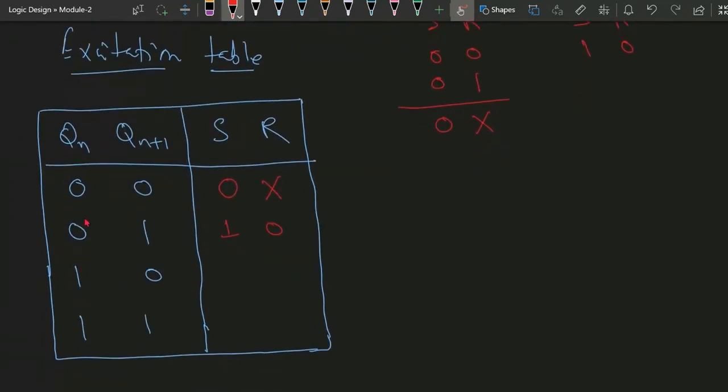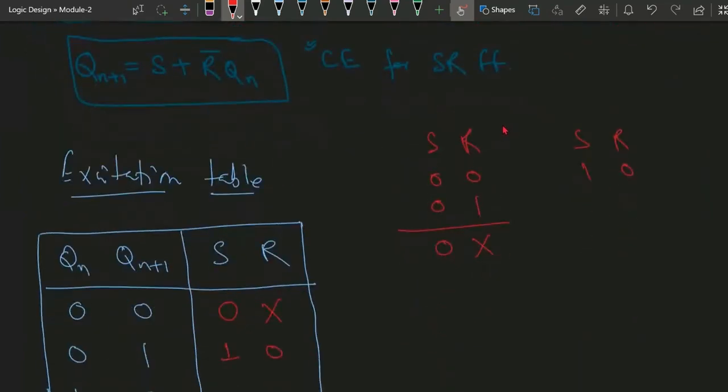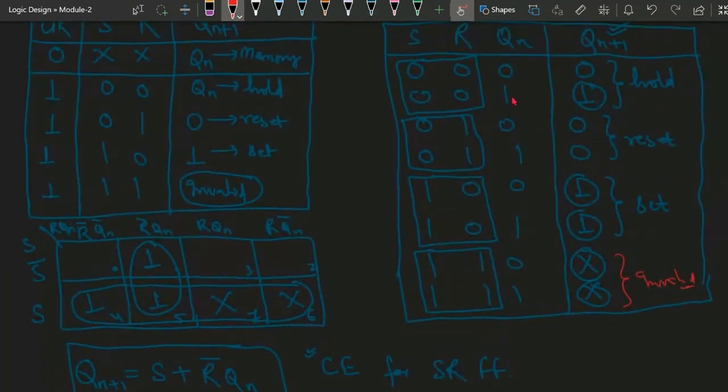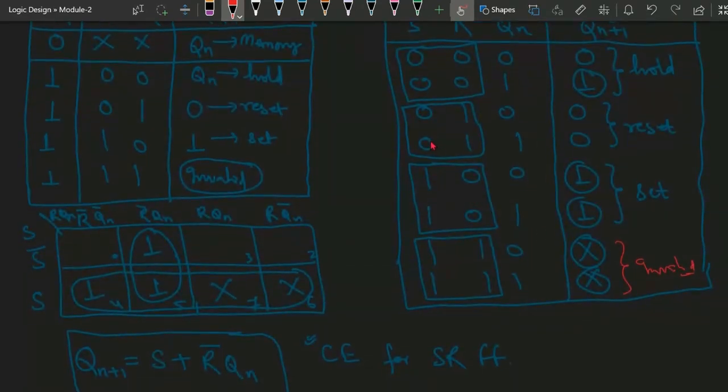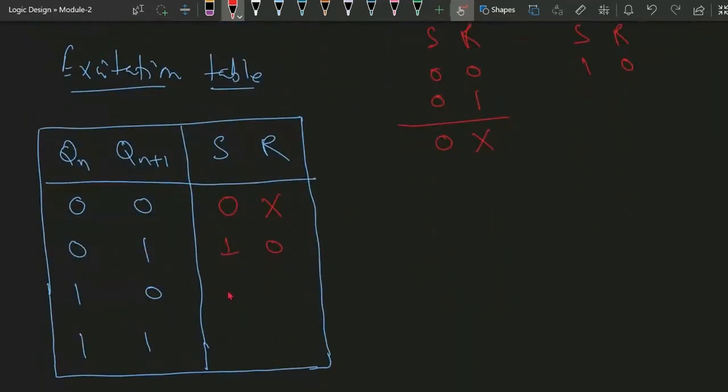Next we will be looking at Qn equals 1 and Qn plus 1 is 0. So here it is 1 and 0. This is the case where S and R are 0 and 1, and no other case is there. So here S is equal to 0 and R is equal to 1.